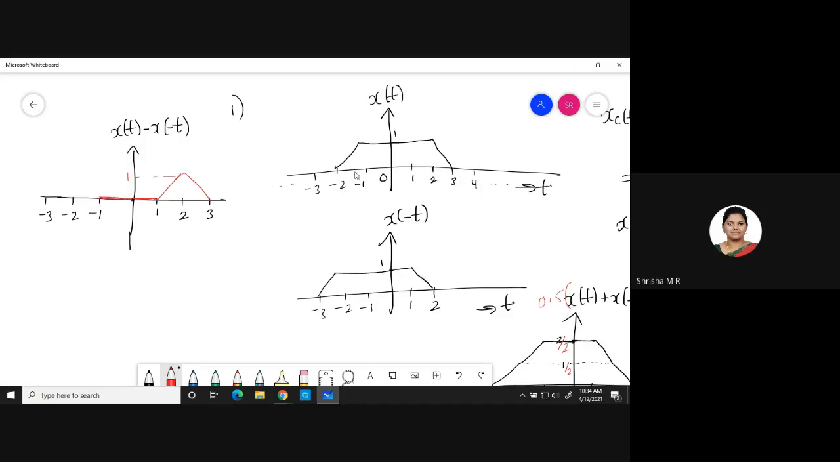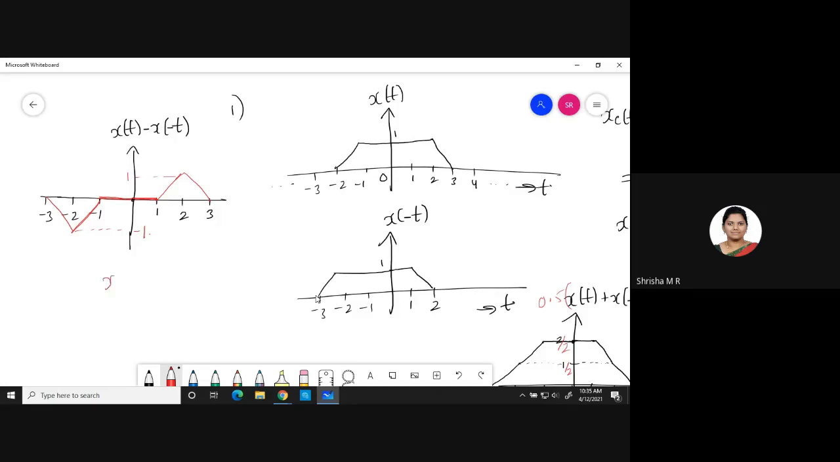Next, go to minus 2. At minus 2, for x of t you have 0. For x of minus t at minus 2 you have 1. So 0 minus 1, what is that? Minus 1. The signal will be minus 1. Then again at 3 you see 0 minus 0. It is 0 only. So this minus 1 will go back to 0. Got it? So we have plotted x of t minus x of minus t.